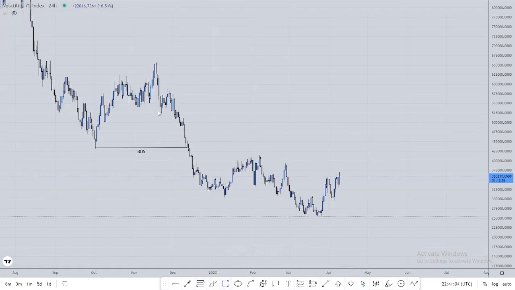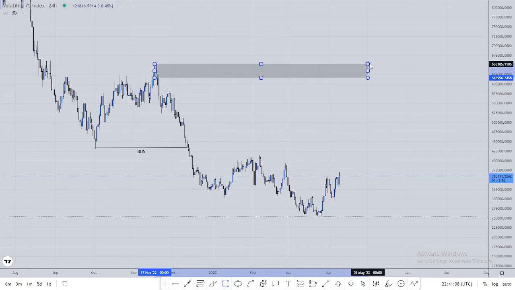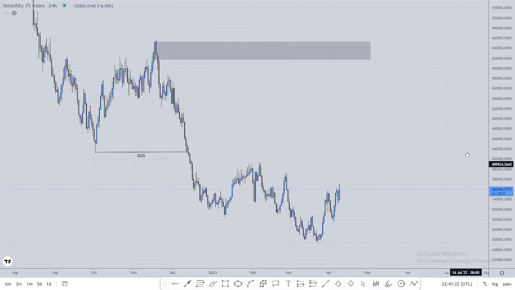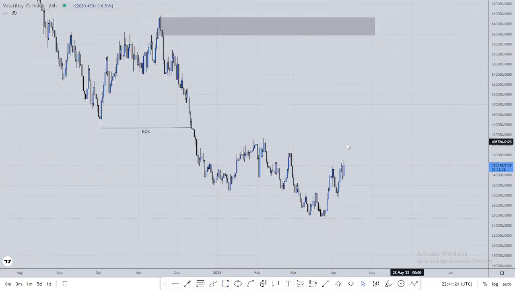So my highest level now that I'm looking at, where Vix might actually go to, is my supply area, that supply zone at the top. Right, and remember, these guys, they don't belong to David anymore.